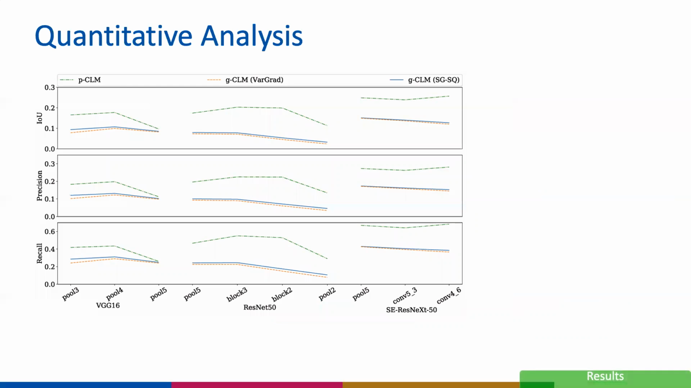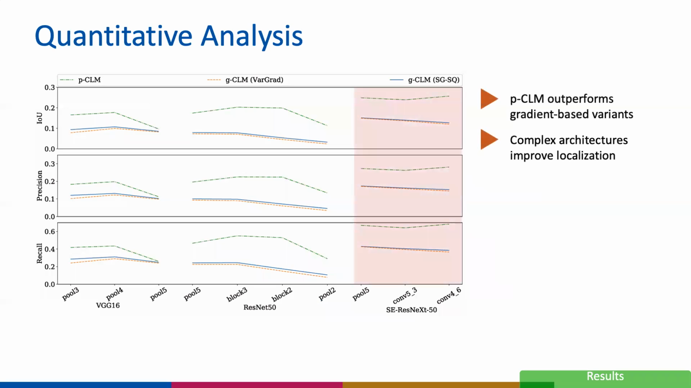We quantitatively evaluated the method on our SCDB dataset using the generated ground truth concept segmentation maps. 3 different network architectures have been investigated. The metrics show PCLM constantly outperforms the gradient-based variants. Also, we see that more complex architectures like SE-ResNeXt50 improve localization and show more constant concept representation behavior over different layers. A best IOU of around 26% for concept localization has been achieved, as well as a recall of over 68% with PCLM on SE-ResNeXt50.